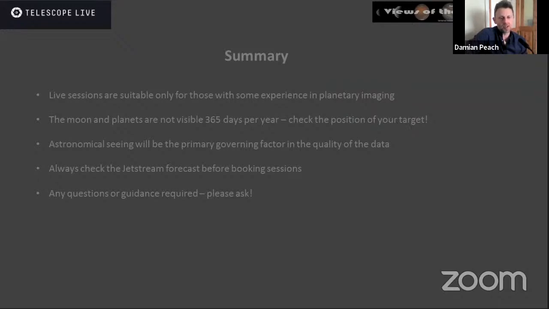As their motions across the sky and our motion around the sun carries them into conjunction with the sun every year, the period of time they're available is often limited. So that's one thing to keep in mind. As I've already mentioned, astronomical seeing will be the primary factor in how good your data quality will be. And of course, check the jet stream forecast before booking any planetary sessions.